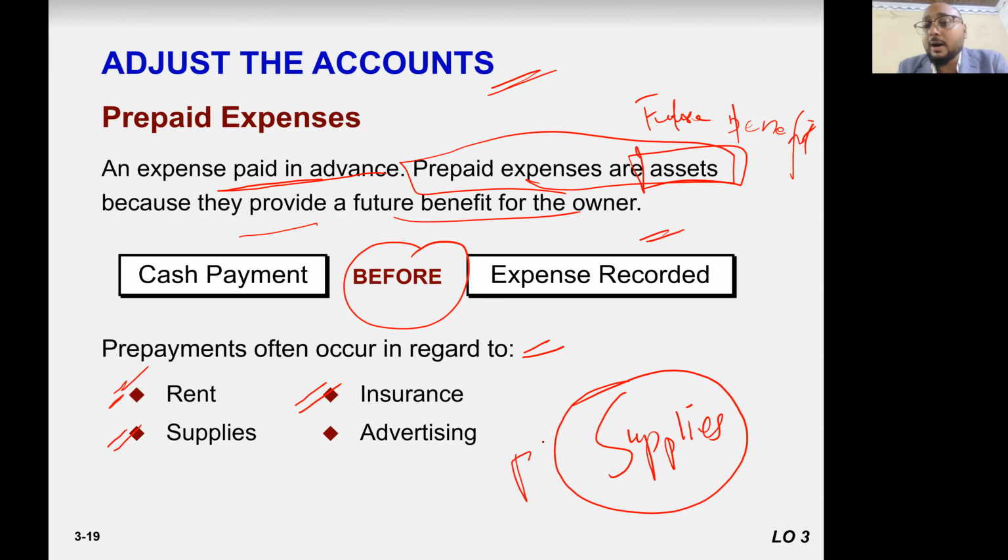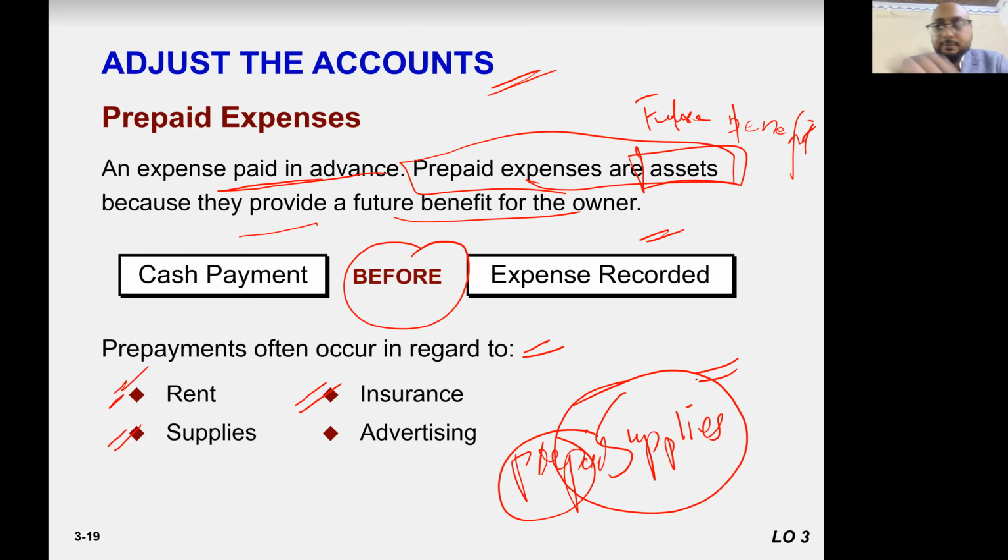So we don't normally record it as prepaid. We just write it down as supplies. So whenever you read the word supplies, remember to find out how much supplies we have used. The supplies we have used, that cost will go to the income statement as an expense. What is unused will stay as our asset. For example, unused paper for printing is our asset. Used paper is an expense.